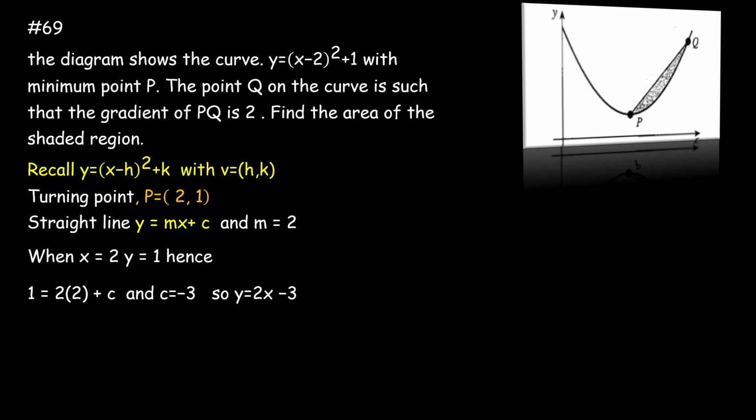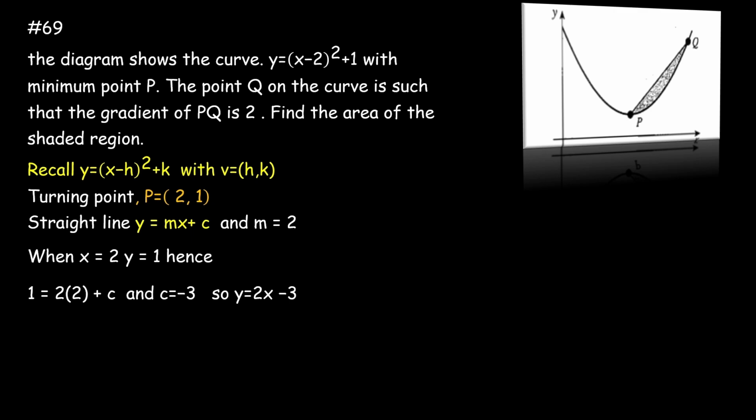Okay, now if these two lines intersect at P and Q, it means we can also find Q, because for us to find the area of the shaded region, we need to find the definite integral from point P to point Q. We know just P, we also need to know Q. It will also intersect at point Q. So at that point, both of these equations, that is the straight line and the curve, are equal.